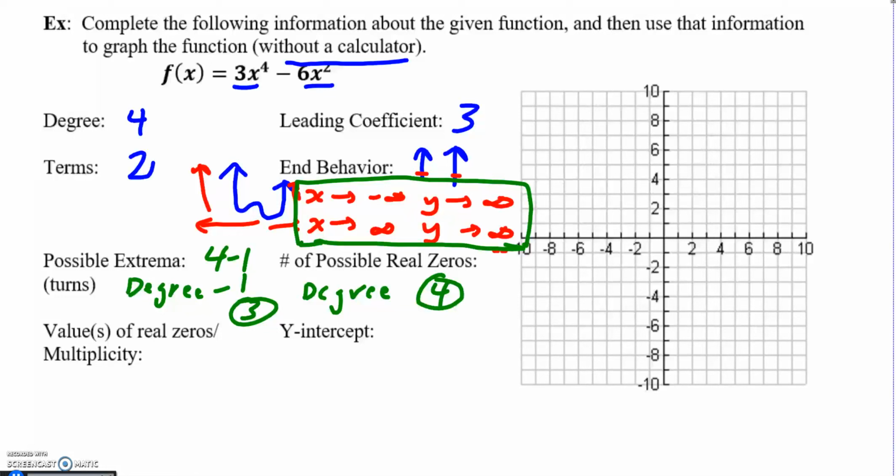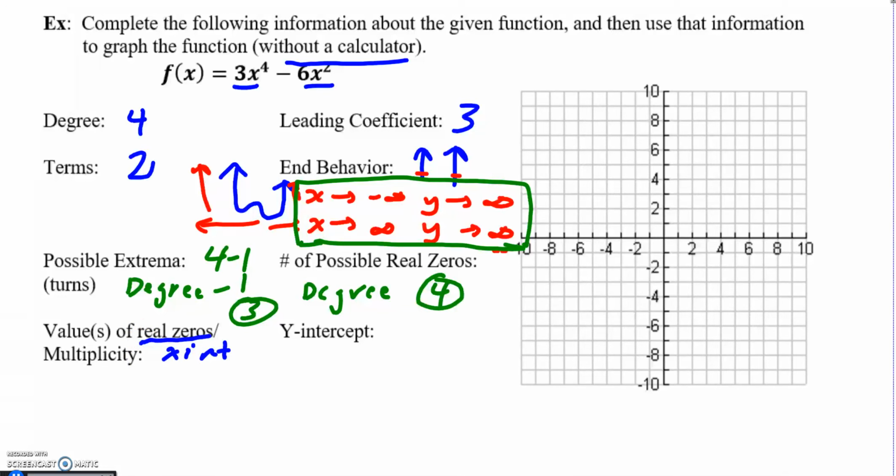Let's pick up where we left off. So we just found the possible number of real zeros, which is the same as the degree. The next thing we need to find is the actual real zeros, or the real x-intercepts.